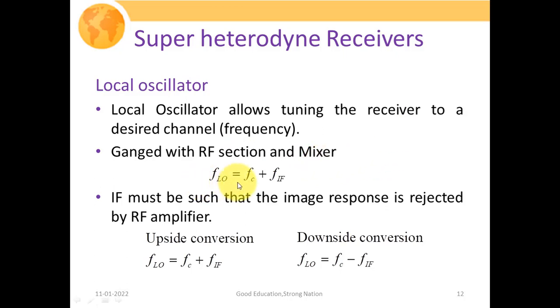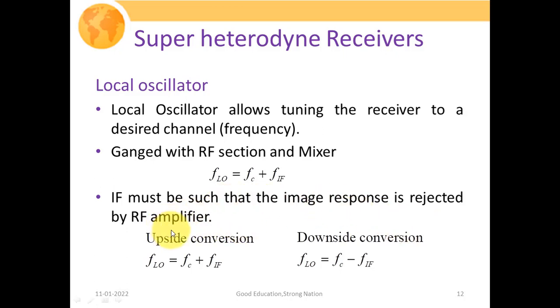So f_LO will be equal to f_C plus f_IF, where f_LO represents your local oscillator frequency, and that will be equal to the summation of your carrier frequency as well as your intermediate frequency, or standard intermediate frequency, which in case of your AM is equal to 455 kilohertz. So the intermediate frequency must be such that the image response is rejected by the amplifier.